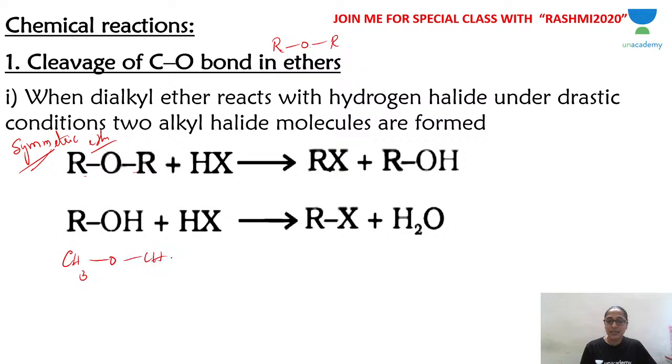CH3OCH3. Symmetric ether. If I draw a line, I have an equal number of alkyl chains on both sides. Symmetric ethers. The first reaction is the reaction of a symmetric ether with a hydrogen halide: HX, HCl, HBr, HI. What happens? The R–O bond breaks, and you have an alkoxide ion and an alkyl group.